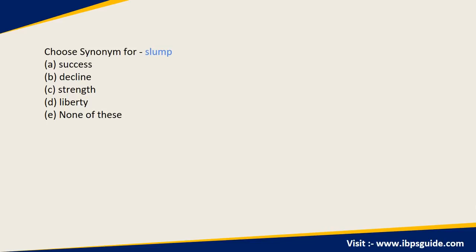Choose synonym for slump. Options are success, decline, strength, and liberty. Okay, from the context, we gathered that slump has something to do with difficulty or struggle, which means it should have a negative meaning, right? And options A, C, and D are all very positive. Success, strength, liberty. So obviously, none of these three can be the synonym for slump. And the right option is option B, decline. So he was struggling, which means his career was declining.